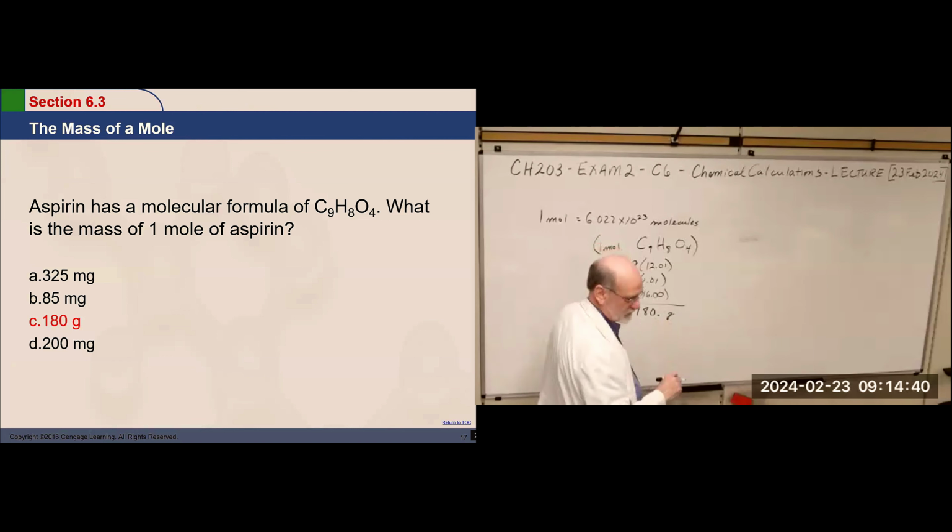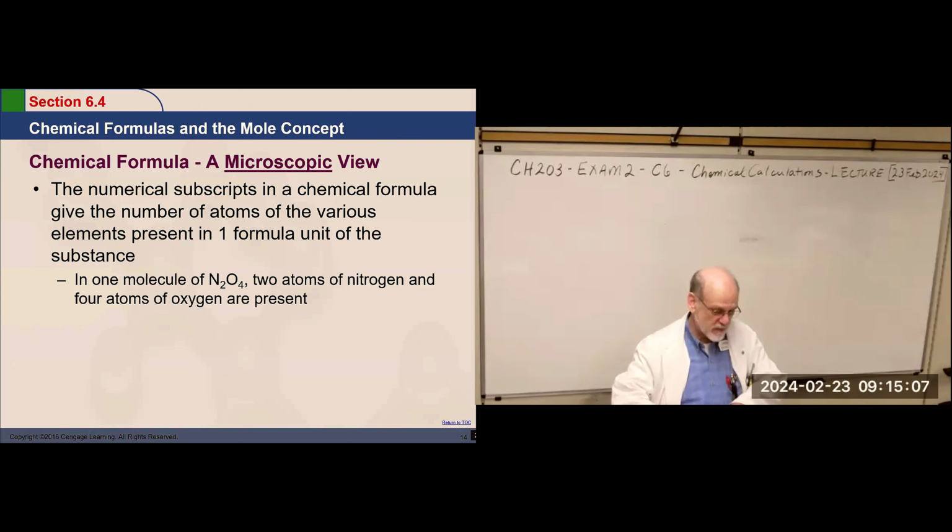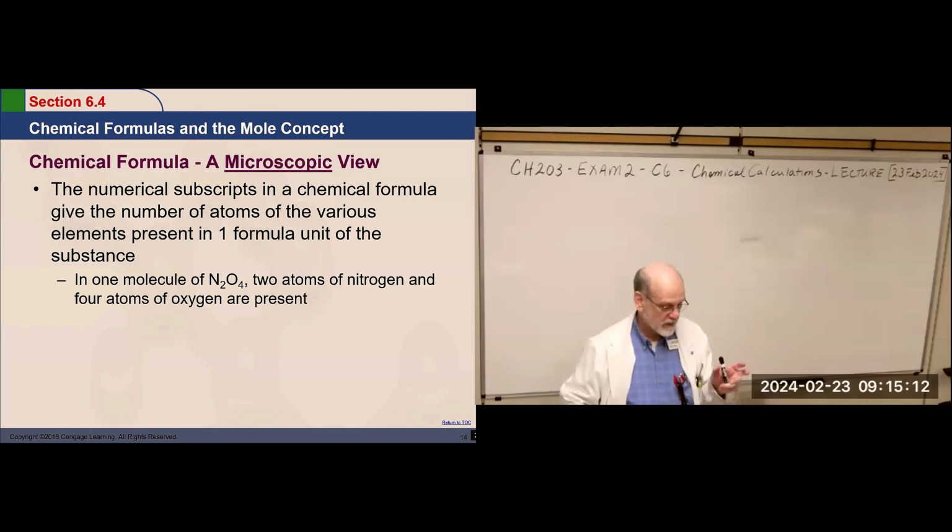So we've learned how to write chemical formulas. And even if I've said so before, it bears repeating. The subscripts in a chemical formula give the number of atoms of each of the elements in one formula unit. So in our example, 1 molecule of dinitrogen tetroxide has 2 nitrogen atoms and 4 oxygen atoms. That's what we would see if we could get down small enough and actually see the molecule.